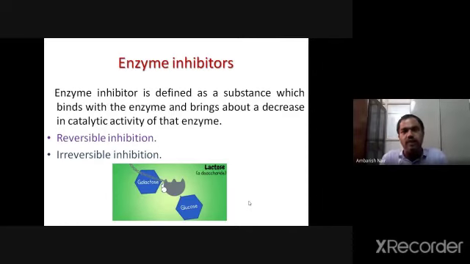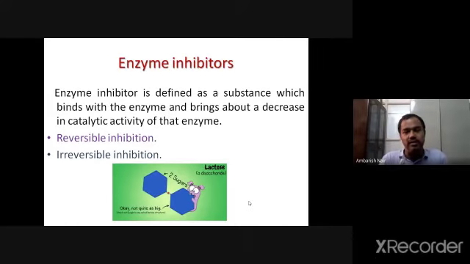We'll go and see what is an enzyme inhibitor. I mentioned this slide. Enzyme inhibition is defined as a phenomenon which occurs due to a substance which binds with the enzyme and brings about a decrease in the catalytic activity of the enzyme. So inhibitor means what? It binds the enzyme and decreases the catalytic activity of that enzyme, or decreases the rate or the speed of the enzyme catalyzed reaction.